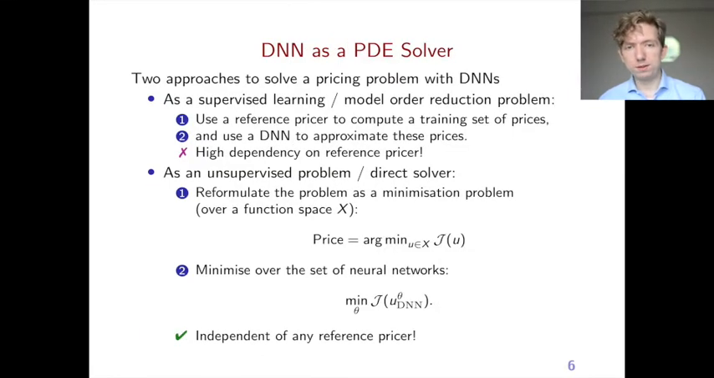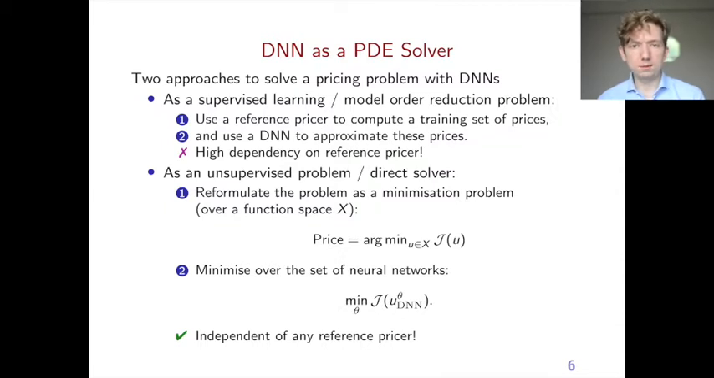To solve our option pricing problem with neural networks, there are two basic approaches, considering a supervised learning problem or an unsupervised learning problem. With a supervised learning approach, we treat the problem like a model order reduction problem. We calculate a training set of prices using a reference pricer and then set up a standard machine learning problem to approximate these prices. The issue here is the dependency on the reference pricer, which needs to be implemented fast enough and accurate enough. For high dimensions, this can be highly restrictive.